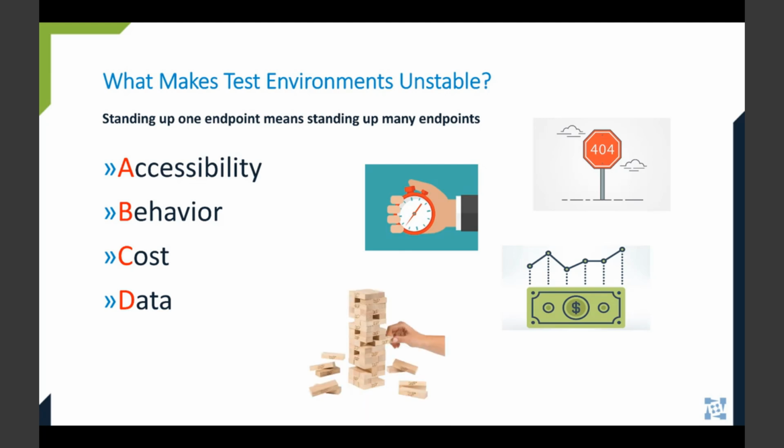D for data. Data is also an issue where production data has to be duplicated into a test environment or traffic has to be simulated, and then there's the issue of privacy and PII with that data, so test data must be generated. And depending on the size of your data set, this could be hugely time and resource consuming.